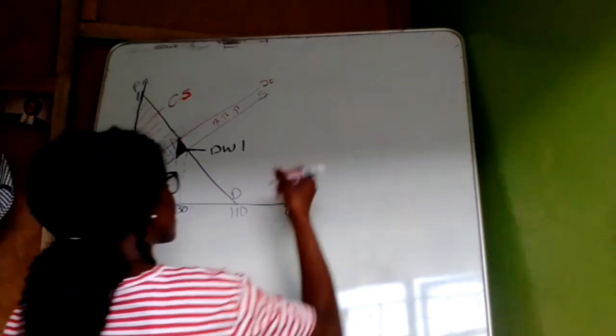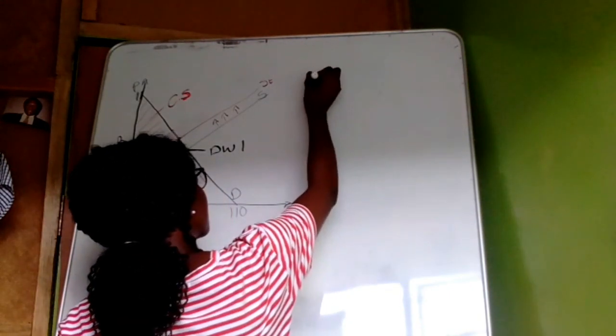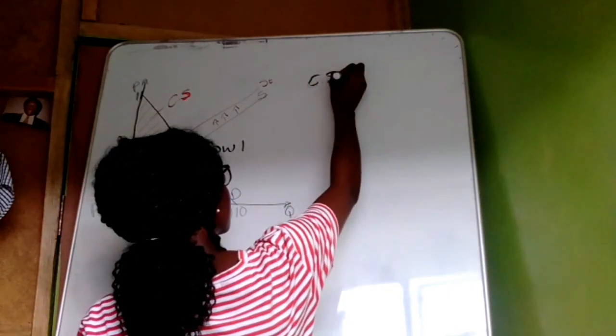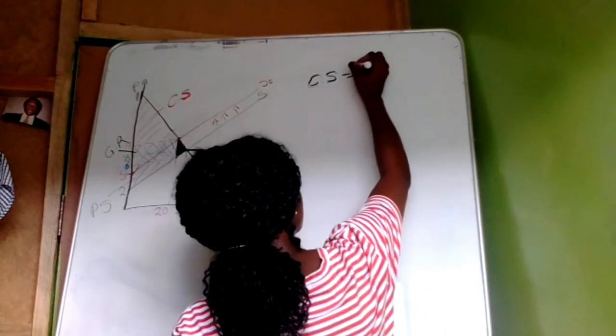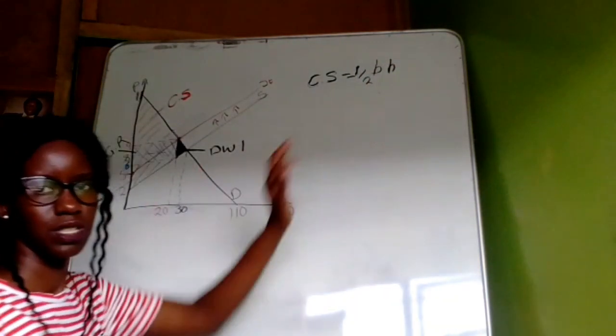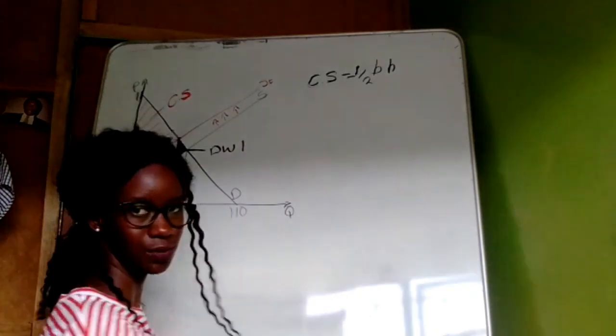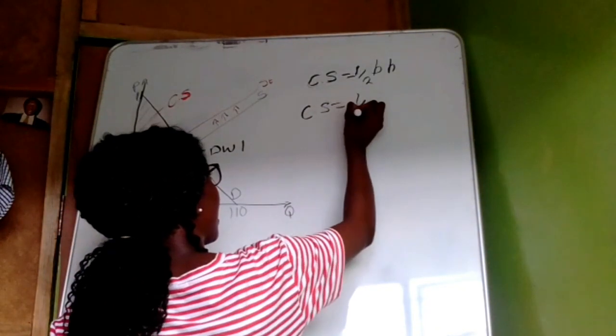So start with the consumer surplus. Consumer surplus is equal to half BH. Looks terrible because I'm short. Okay, so let me just try to write it down. So consumer surplus is equal to half.